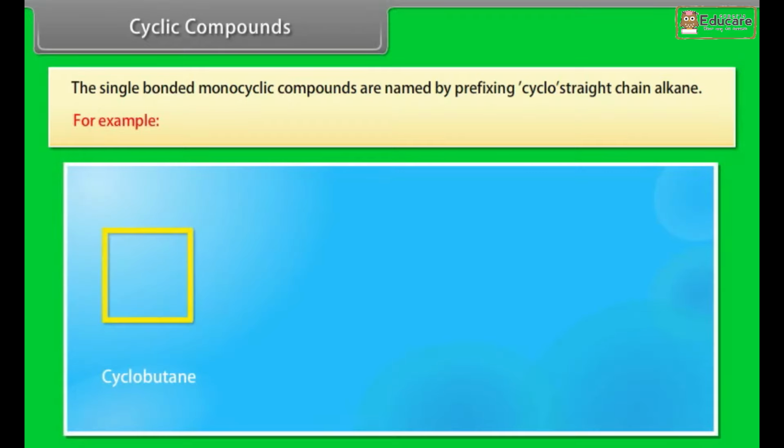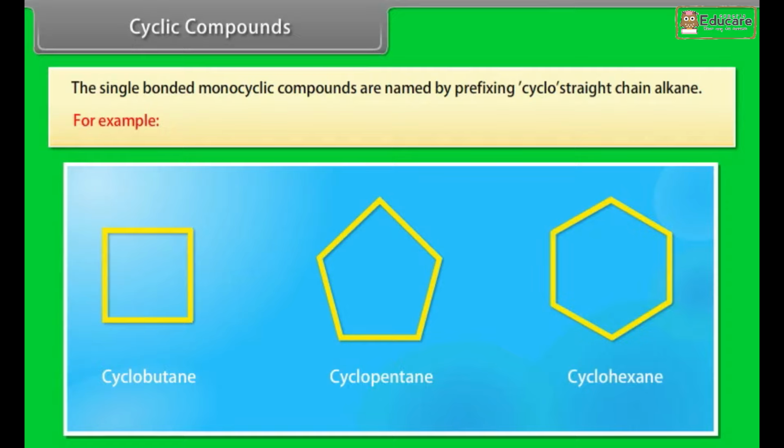Cyclic compounds. The single bonded monocyclic compounds are named by prefixing cyclo- to the straight chain alkane. For example, cyclobutane, cyclopentane, cyclohexane.